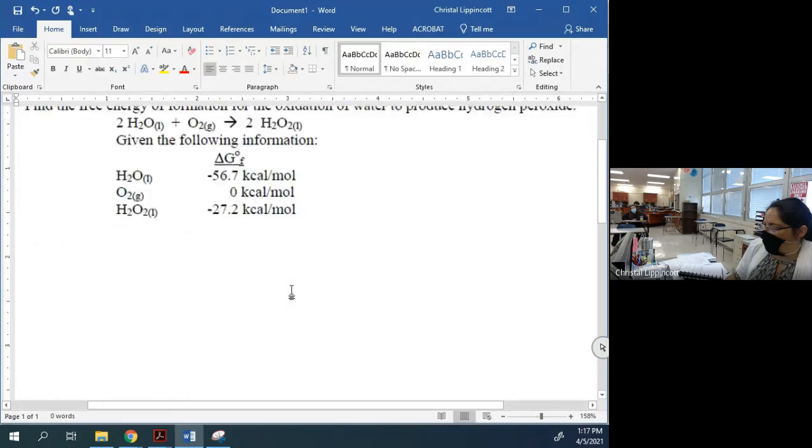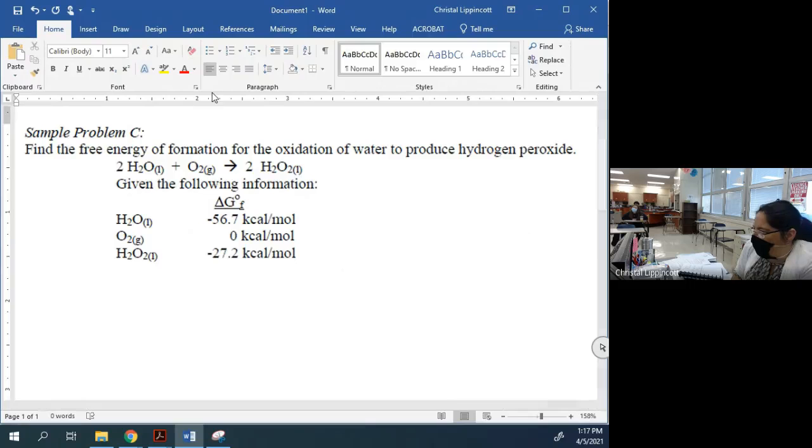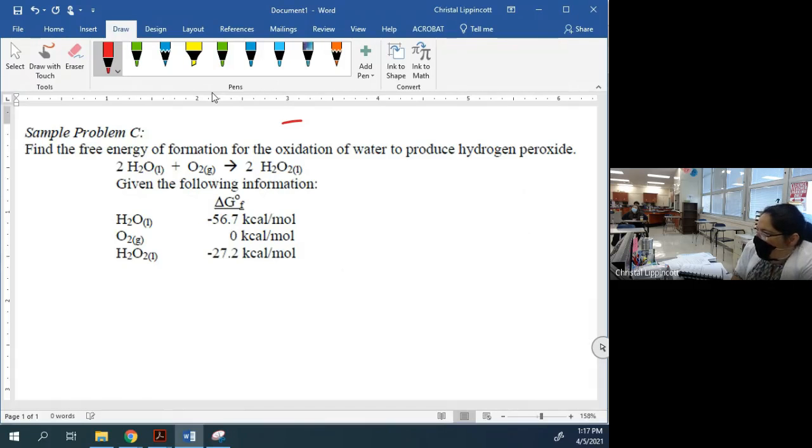All right, so we're finding the free energy of formation. This better work. There we go. For the oxidation of water to produce hydrogen peroxide. So this is our equation here. We're given this information, and we're going to figure this out.